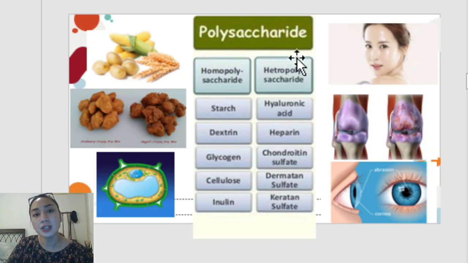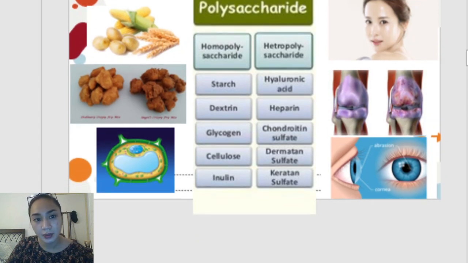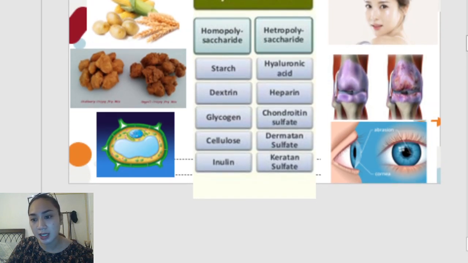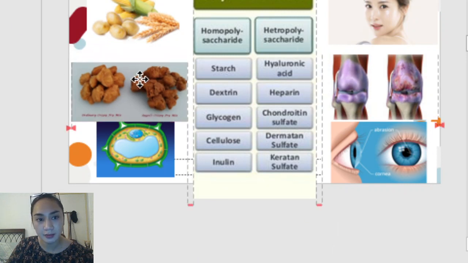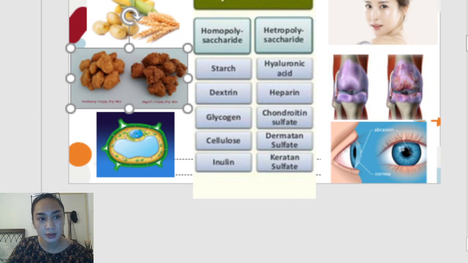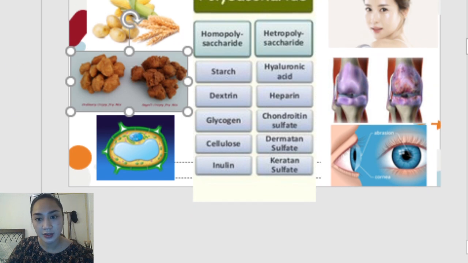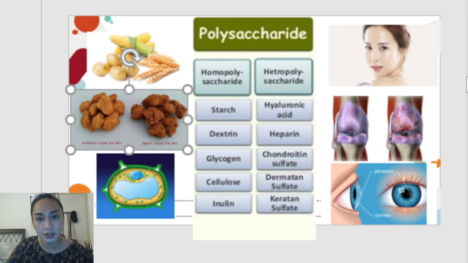We have two classes under polysaccharide. We have homopolysaccharide and we have heteropolysaccharide. So, let's start one by one with homopolysaccharide. Why did the screen go down? Sorry. Okay. Let's scroll this down.